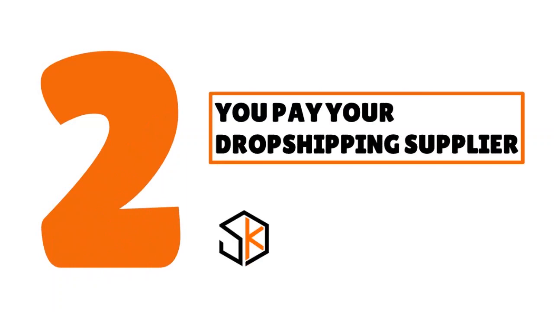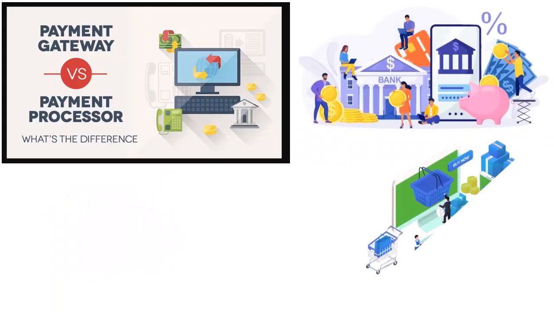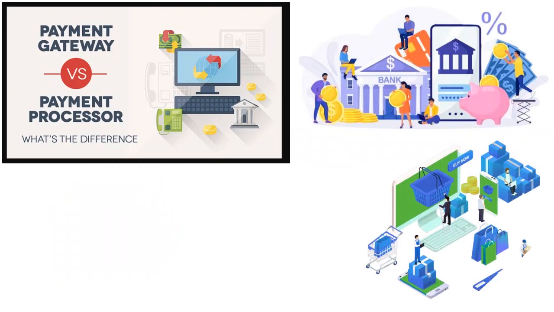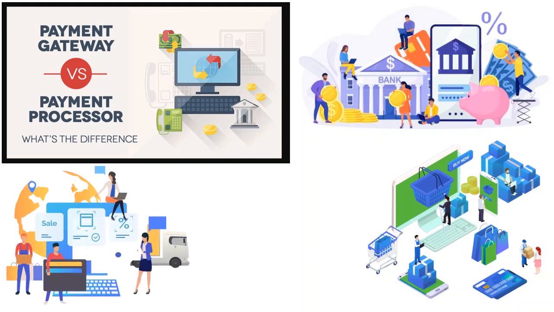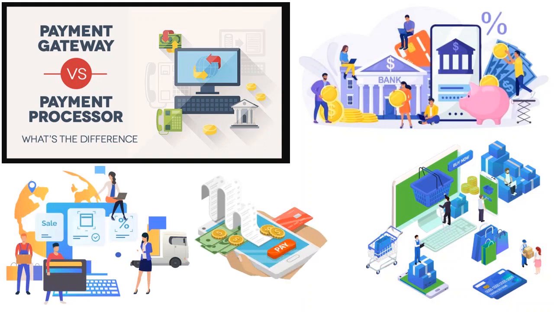What about the second part? You pay your dropshipping supplier. After you receive payments from your customer, it's time to buy your customer's products from your dropshipping supplier. For that, you need to pay your supplier. Most payment systems don't transfer money to your supplier automatically when you receive an order, so you need to pay your supplier separately. Now you might wonder when to pay your dropshipping supplier.